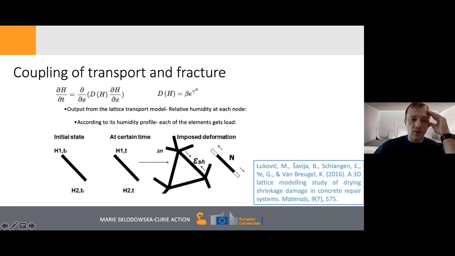We have an initial state with relative humidities at the ends of our nodes. At a certain time, this relative humidity changes, and actually in our lattice, the change of the length of our model is restrained by the model itself. So we apply a shrinkage or expansion if we have an increase in humidity, and that will result in forces. So we apply a force in our lattice to simulate the humidity change induced strain difference.